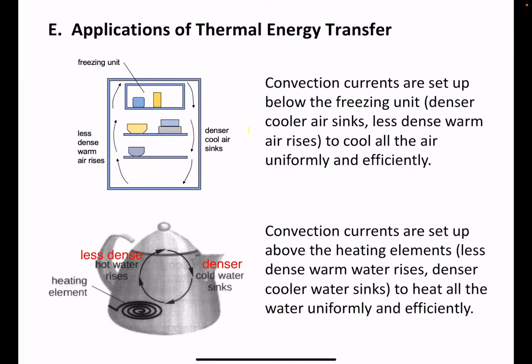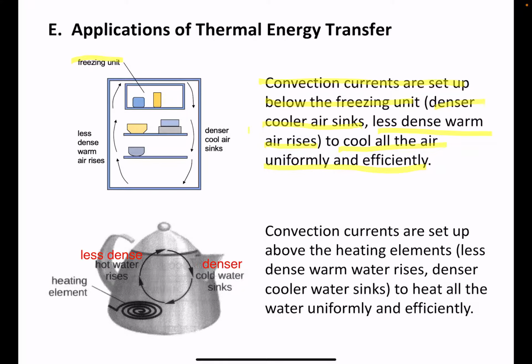In a refrigerator, the freezing unit is usually placed at the top of the refrigerator, and the reason is convection currents are set up below the freezing unit because the denser, cooler air sinks and the less dense warm air rises. This cools all the air uniformly and efficiently.